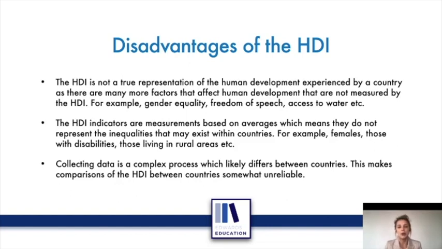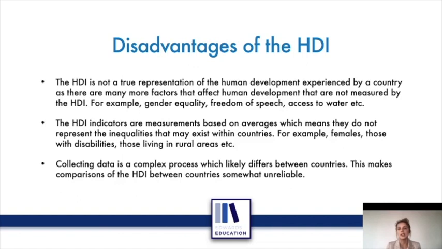It's also problematic because all those indicators are based on averages. They don't look for inequalities that exist within a country. So again, it's not a true representation of human development in that way. Things like females, those with a disability, those that live in rural areas aren't being considered when using this data.